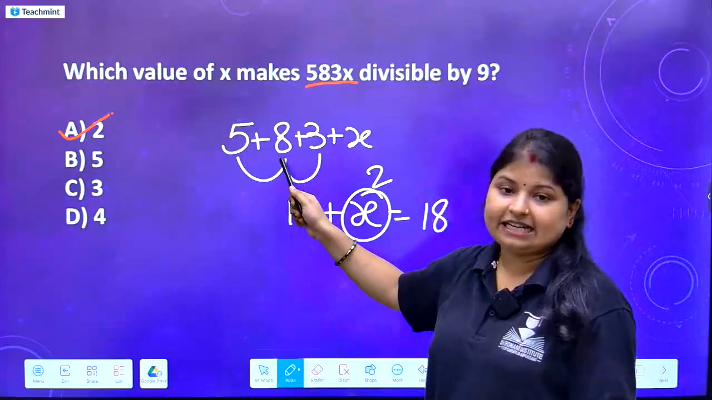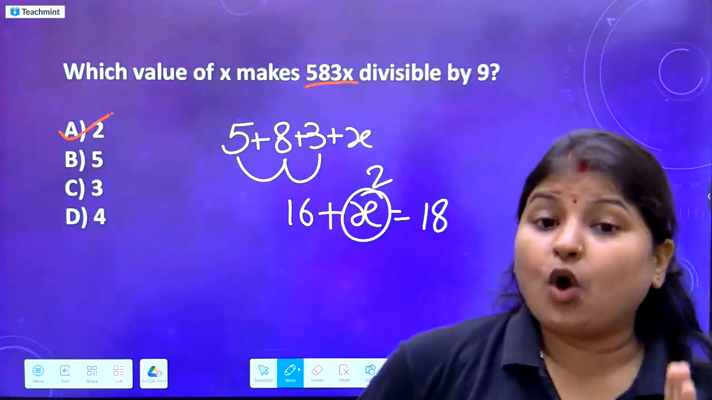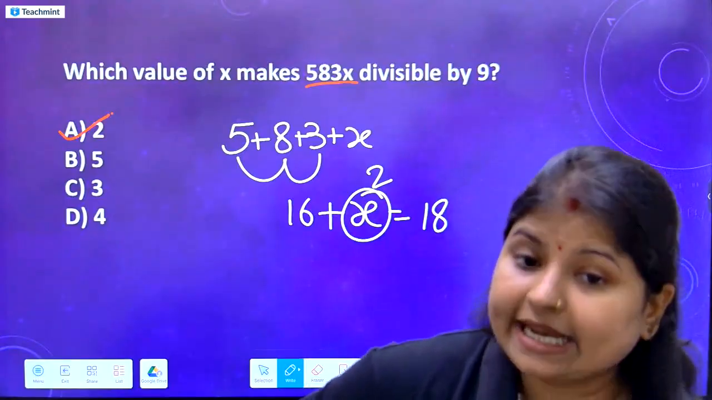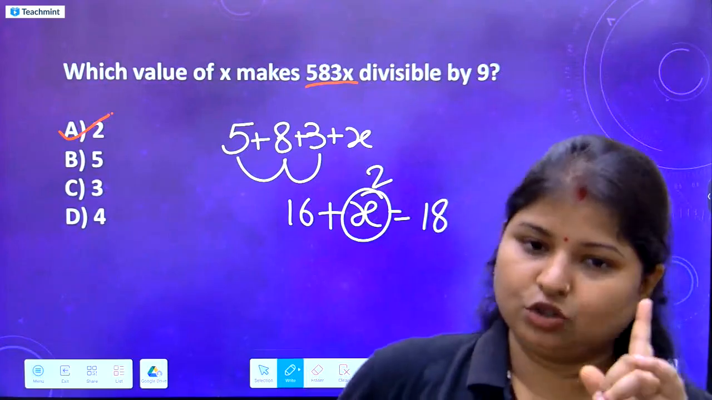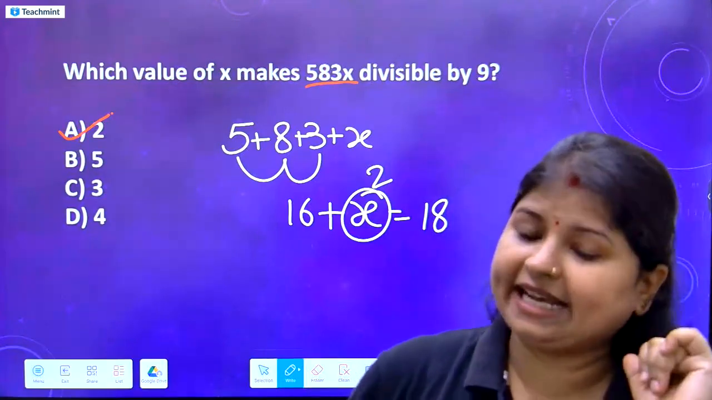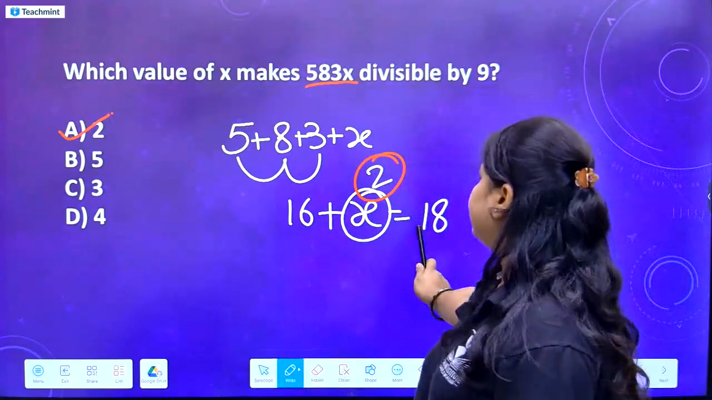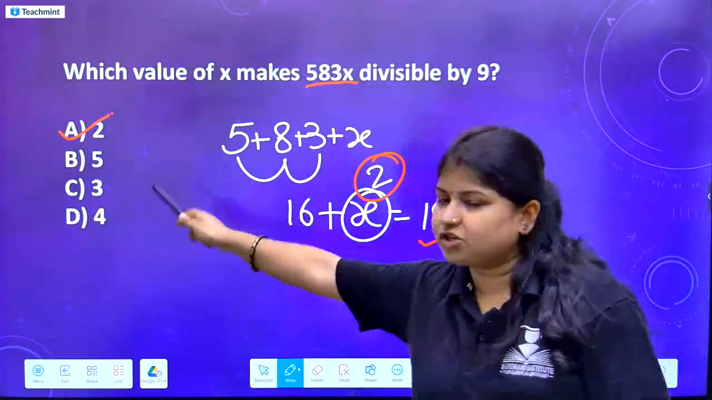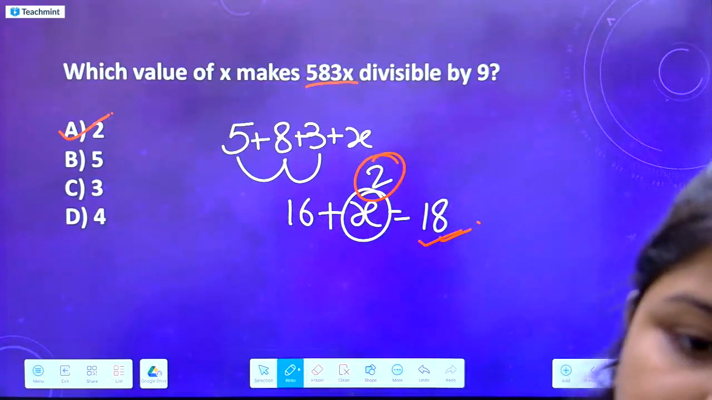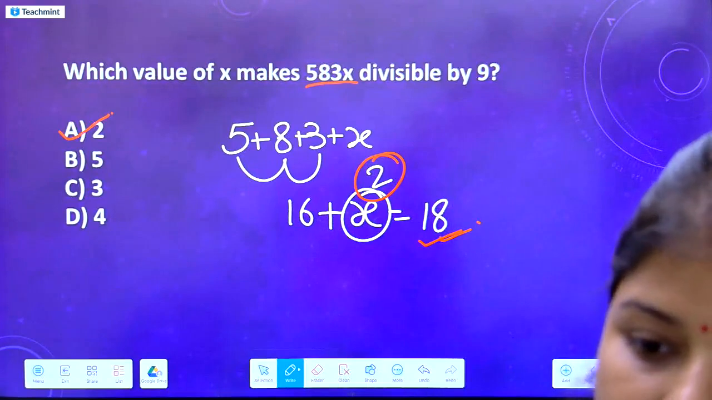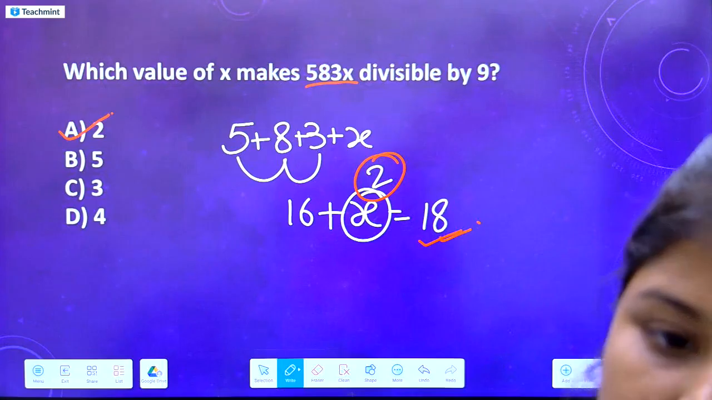5 plus 8 is 13. 13 plus 3 is 16. Now, what shall you add in 16 to make it divisible by 9? So 16 plus 2 is 18. So if I add 2 in 16, it will be divisible by 9. Option A, 2 will be the correct answer. Yes, Karthik? Then you wrote 16 plus dash you wrote.